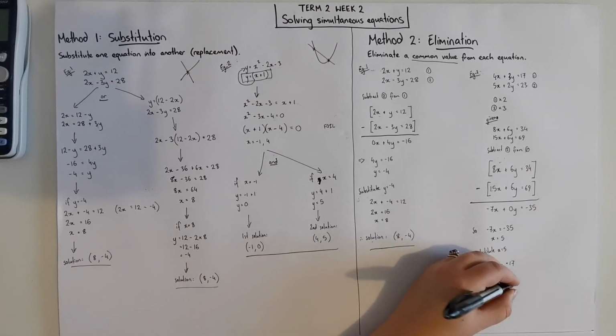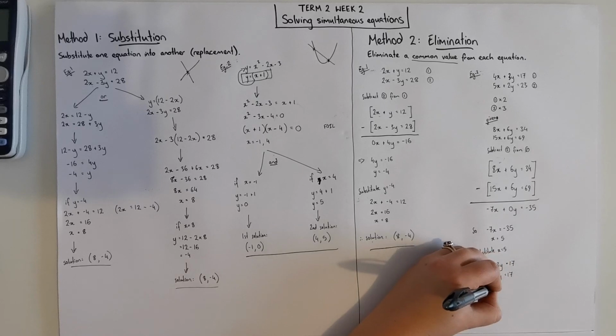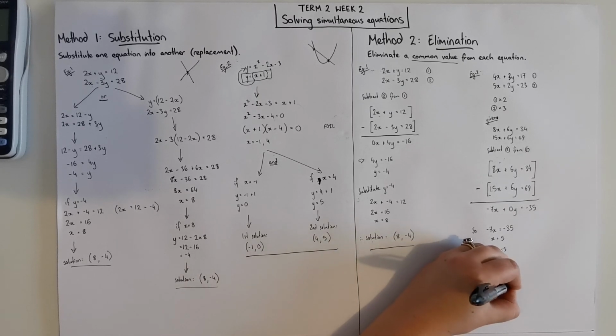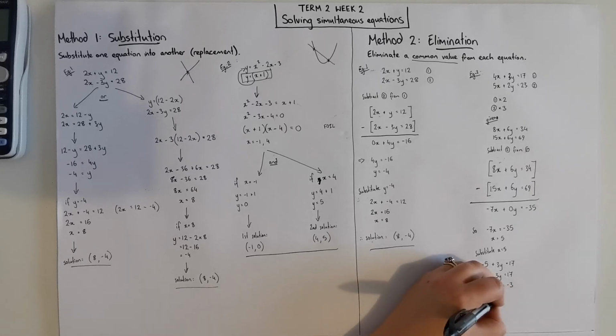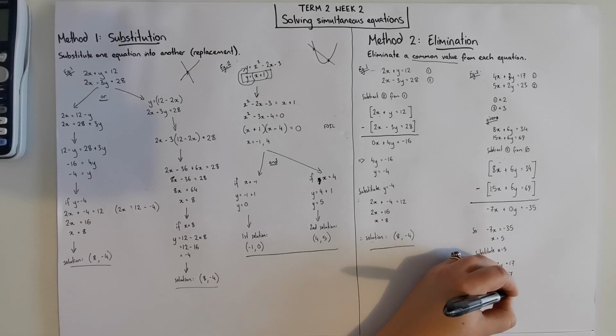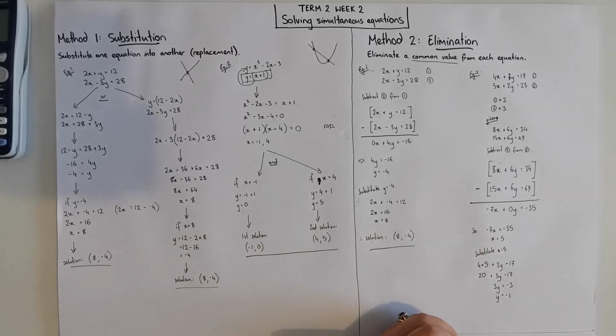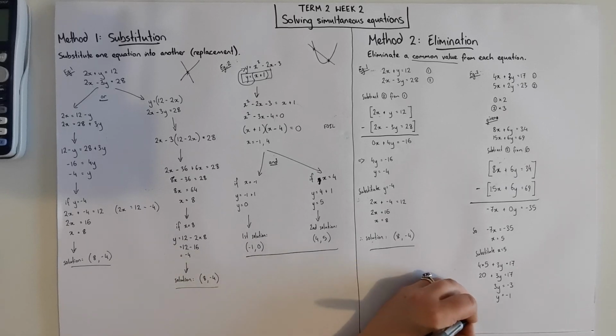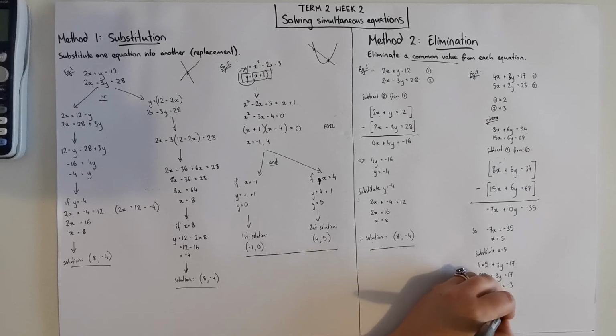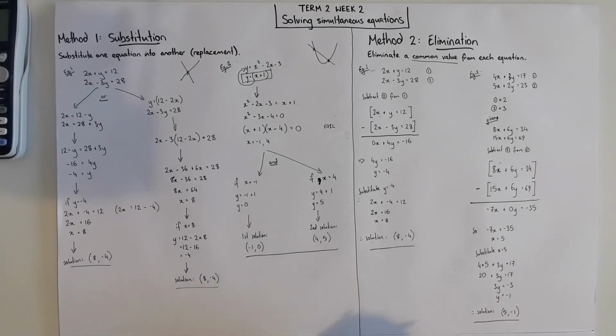Tidy that up one step further by moving my 20 to the right hand side. Gives 3y equals negative 3. Final step is dividing by 3 so that we see that y equals negative 1. That all being completed, the only other thing that I can do is communicate that the solution is at x equals 5, y equals negative 1. Done. Completely up to you which method you choose for any given problem, but some methods do lend themselves to particular questions.